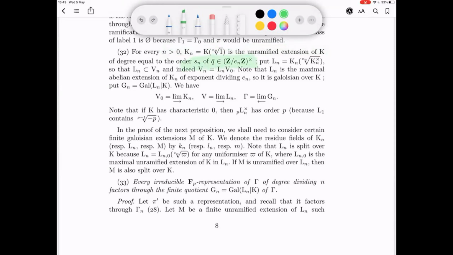And now you put Ln over Kn: you adjoin the nth roots of everything in Kn star. That's a kind of maximal abelian extension of Kn of exponent dividing n. So that's also a tame, finite, ramified extension, and therefore it's contained in Vn. And actually Vn is just Ln compositum with V0.